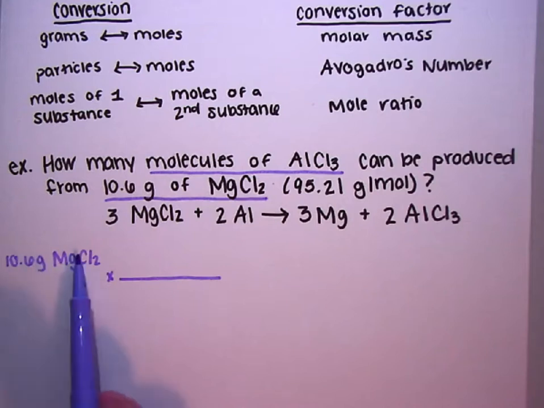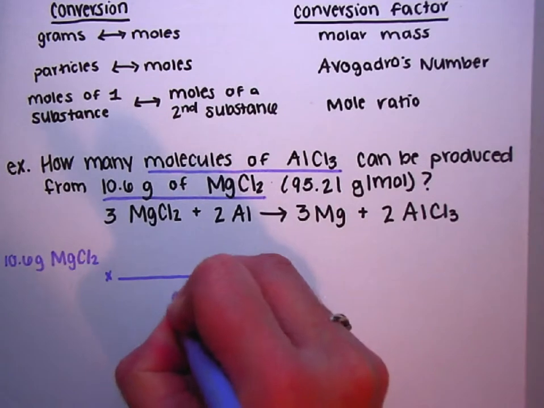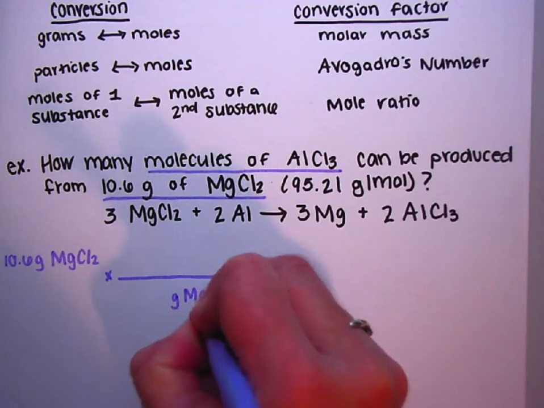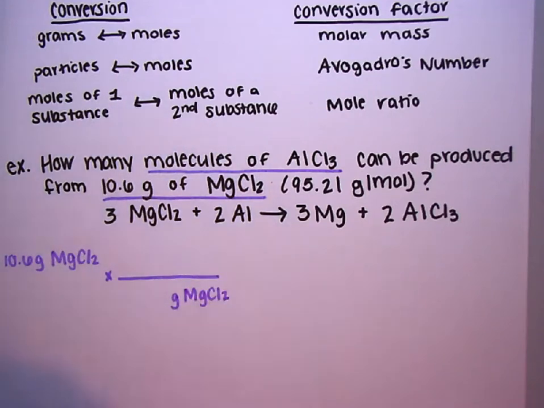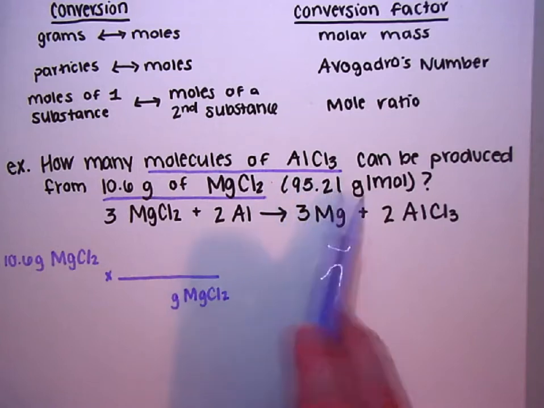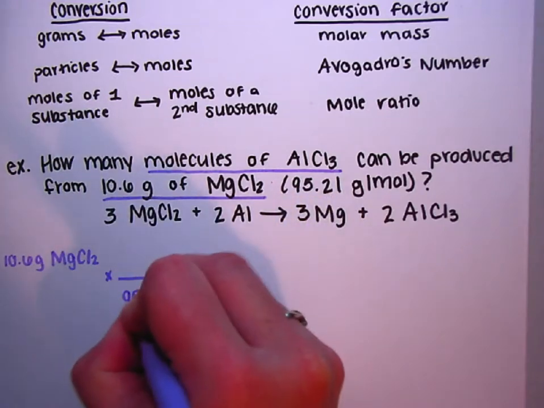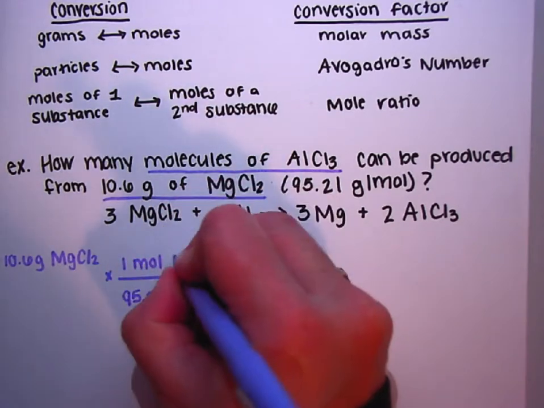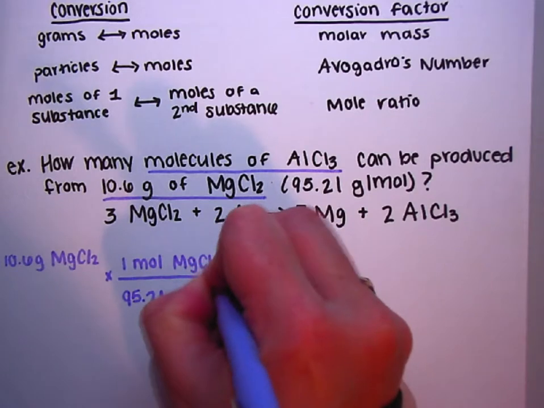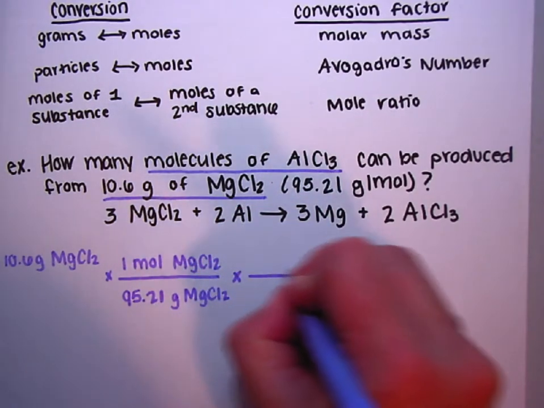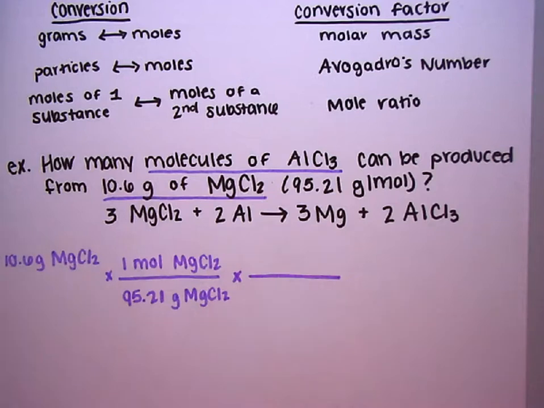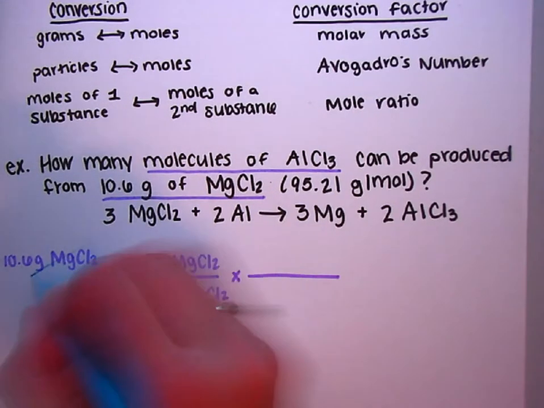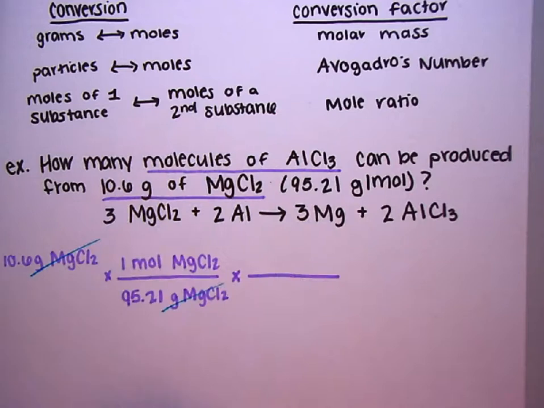Remember, we need the unit and the substance to cancel. So that means grams of magnesium chloride must be in the denominator. And there are 95.21 grams for every 1 mole of magnesium chloride. Grams divided by grams would cancel. So now I'm at moles of magnesium chloride.